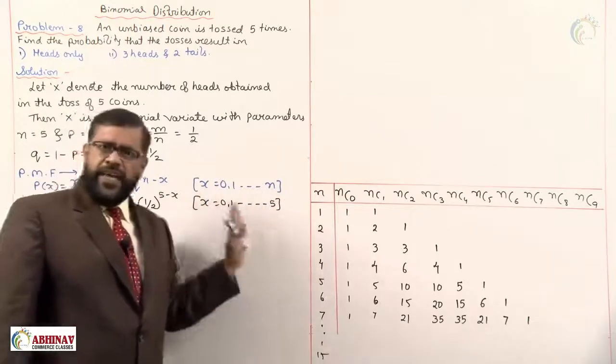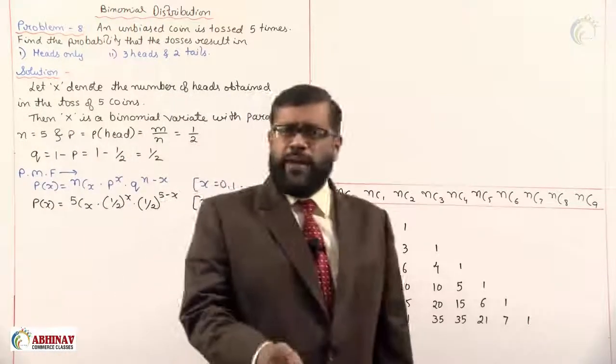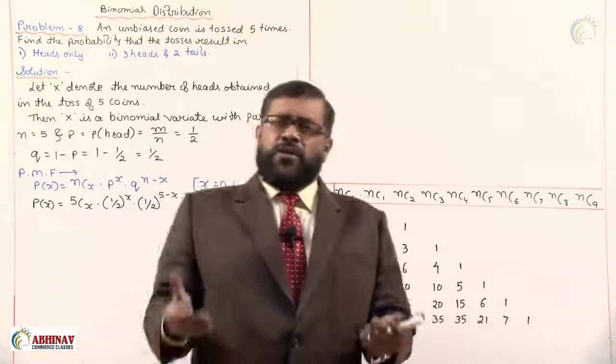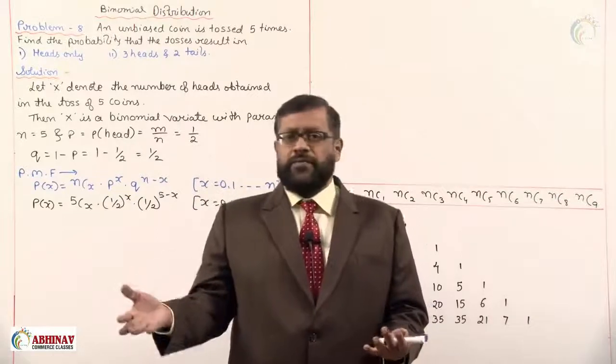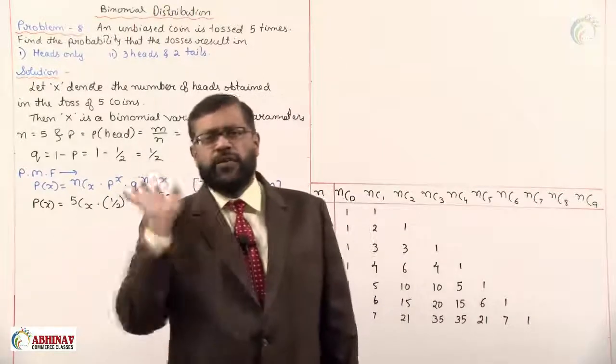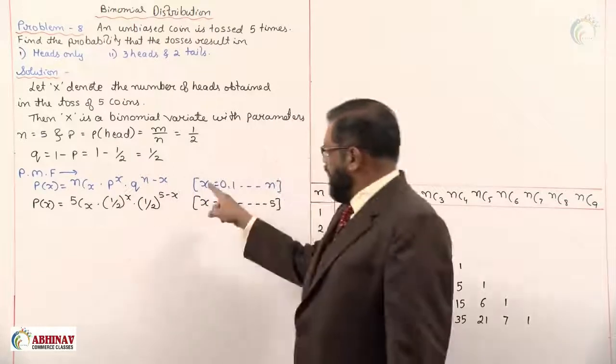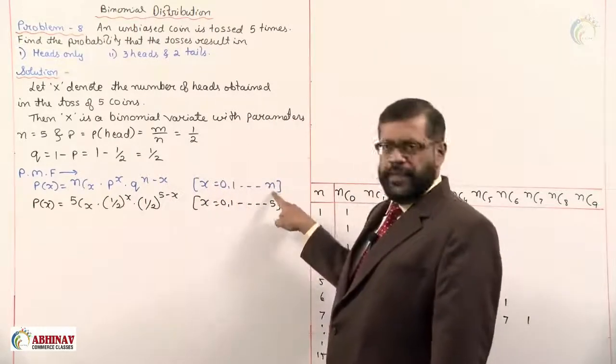Here n is 5. Range means here x won't take values more than 5. Because when a coin is tossed for 5 times, can we get 6 heads? We may get maximum 5 heads, not more than that. That is why in binomial the range is limited to n.